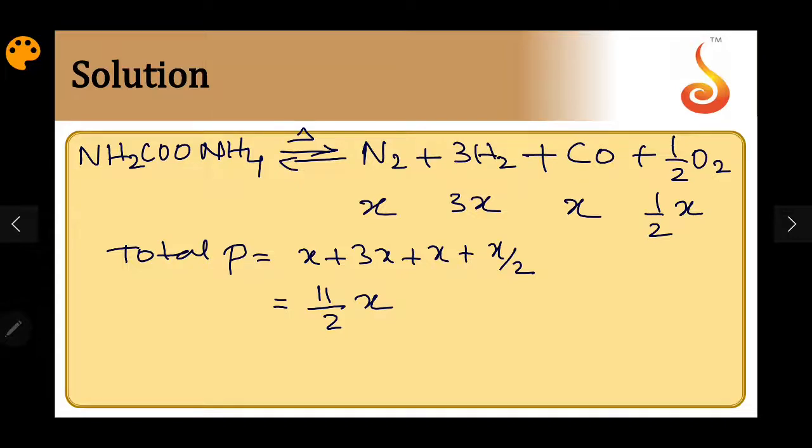This is given as 22 atmosphere. So I can cancel this 11 one times, 11 two times. So I can write x is equal to 4 atmosphere. Now this is the first part of the calculation. I get x as 4 atmosphere. Now to find the Kp of this particular reaction, Kp is the product of partial pressures of all the 4 gases raised to the power of their stoichiometric coefficients. So I'll write in the next slide.